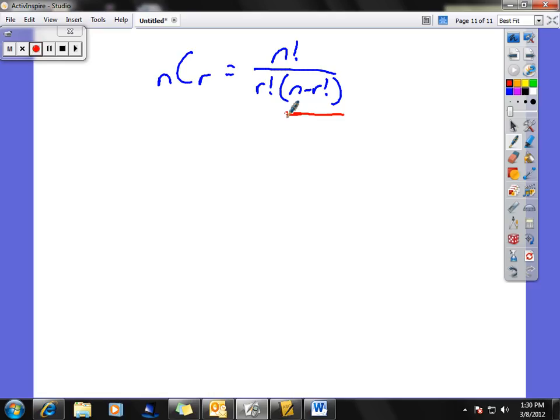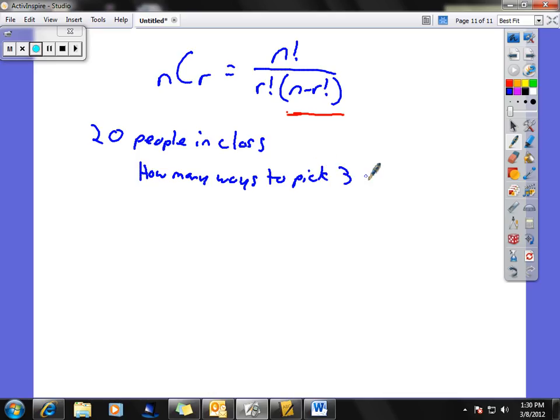So I want to look at an example of one problem, and we'll look at it two different ways: one that would take a permutation, one that would take a combination. Let's pretend there are 20 people in this class, and we need to pick 3 officers. Well, we'll say three captains. How many ways could we pick 3 captains?